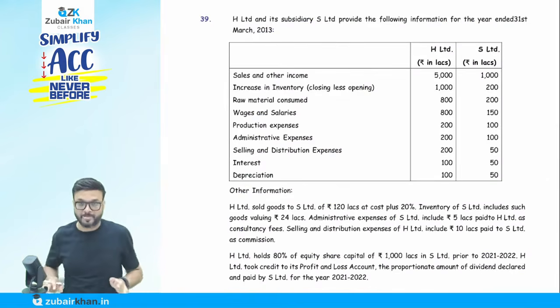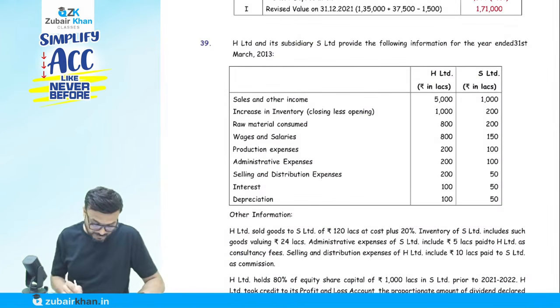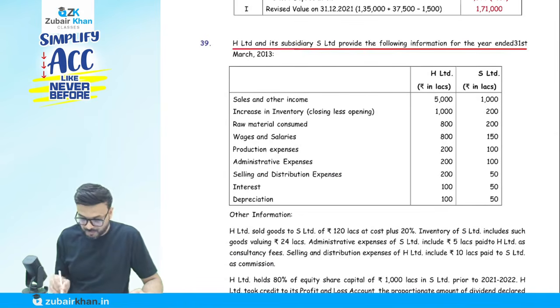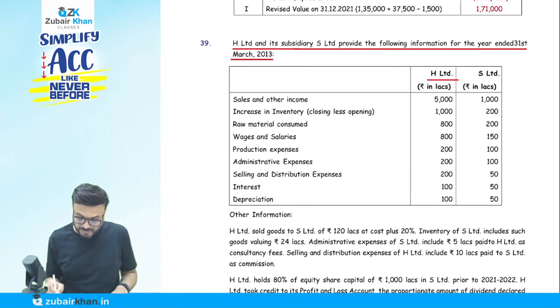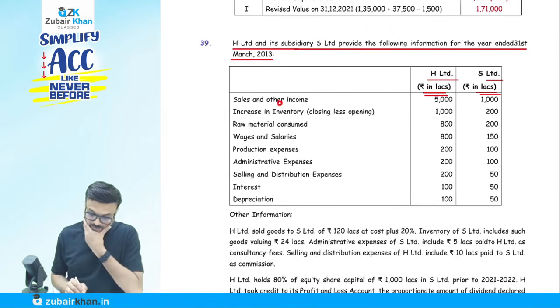Question number 39. What does it say? H Limited and its subsidiary S Limited provide the following information for the year ended 31st of March 2013. Holding company, subsidiary company, rupees in lakh. Sales and other income 5,000 and 1,000, increase in inventory, closing less opening.